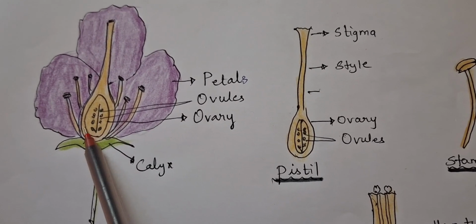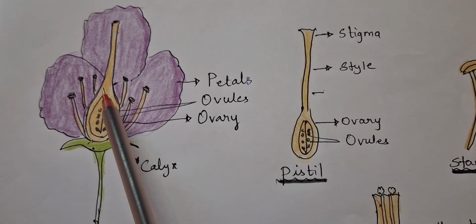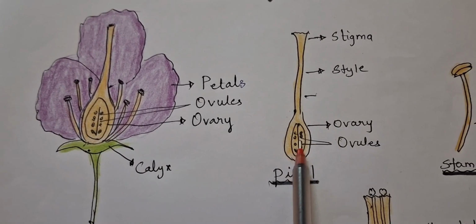At the center of the flower, this is the ovary. It is present here, and this is the female part of the flower, so it is shown here. So this is the ovary.